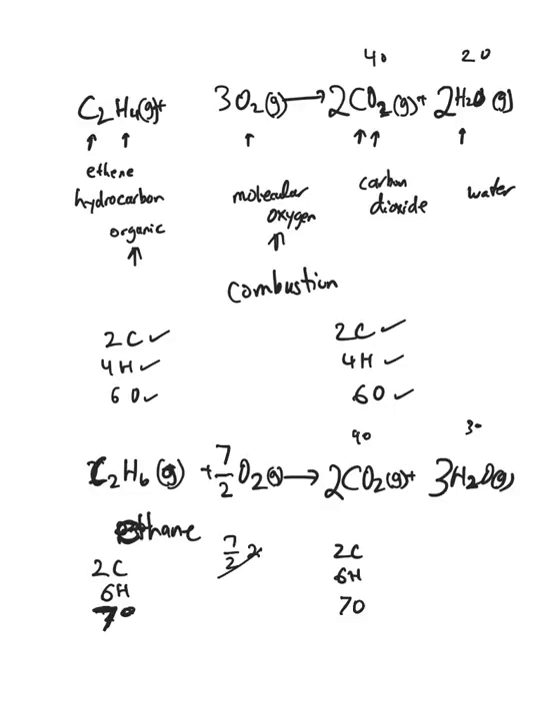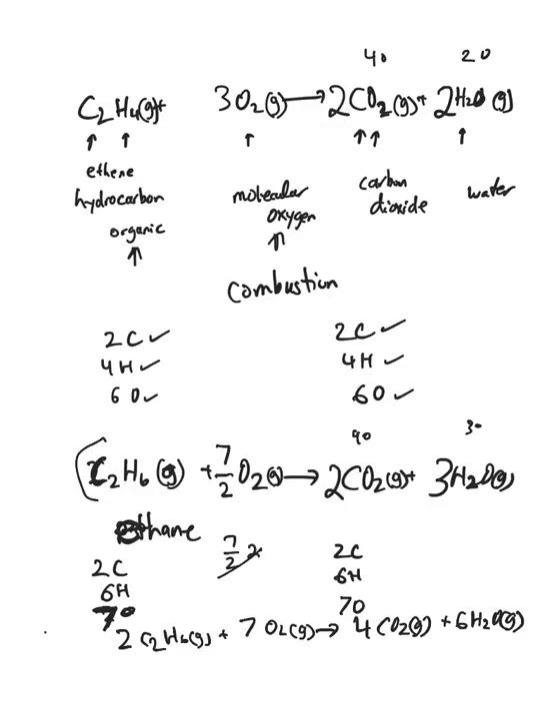A lot of times, just to make things look nicer, we prefer to have everything be an integer. And so to do that, what we can do now is multiply everything by 2. In which case I'm going to have 2 C2H6. So 7 halves times 2 is 7 O2, that's a gas. Reacts to make 4 CO2, that's a gas, plus 6 H2O, that's a gas. So I've multiplied everything in this equation by 2 at this point, and that got rid of my half.